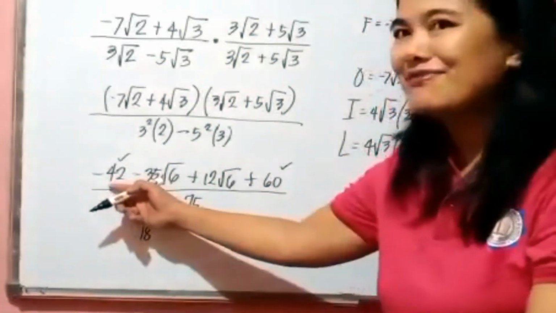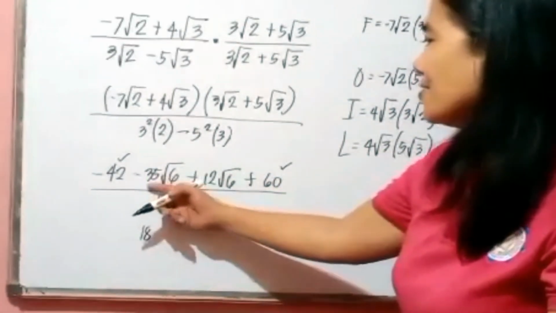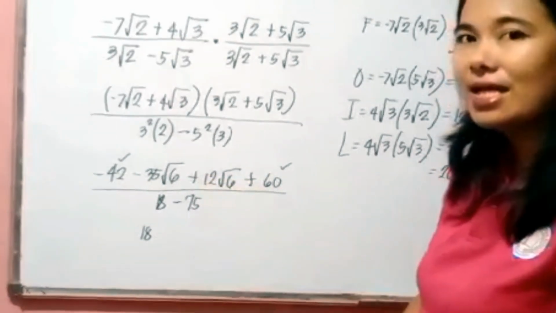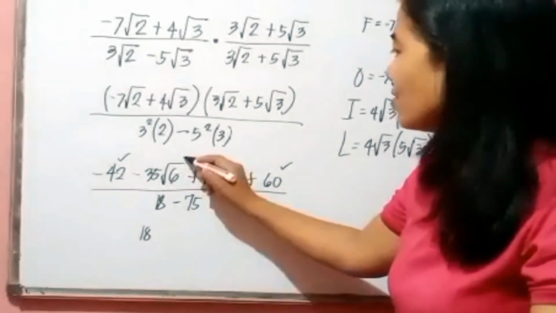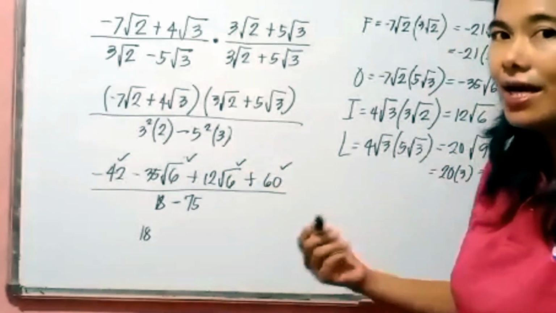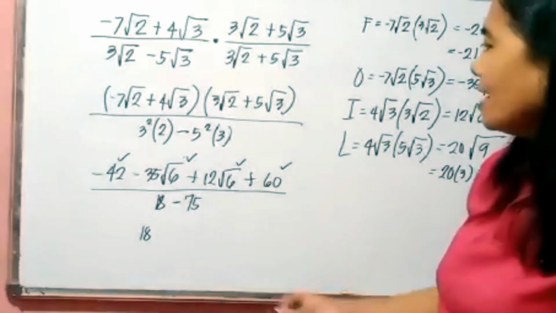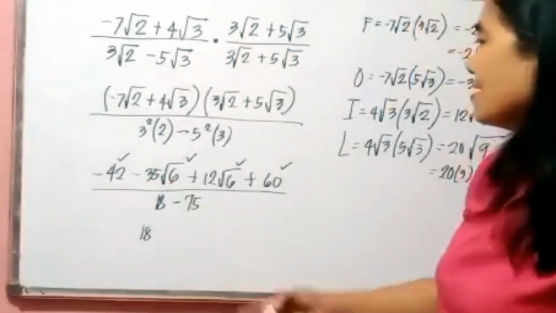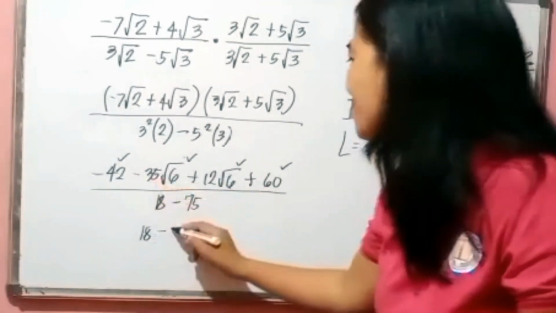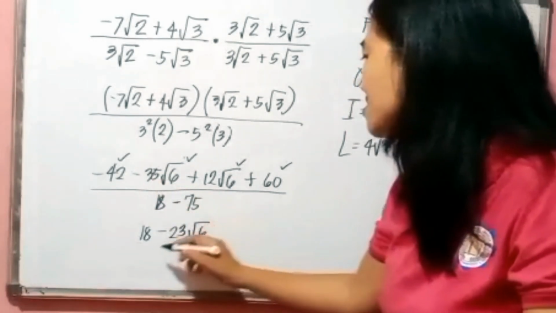Okay? Negative 42 plus 60 is 18. Yon. Negative 35 plus 12. Bakit ko sila kailangan i-combine? Kasi pareho silang square root of 6. Meaning, they are like radicals. Similar radicals sila. So, pwede natin silang i-combine. So, negative 35 plus 12 is negative 23. Okay? Negative 23 square root of 6.